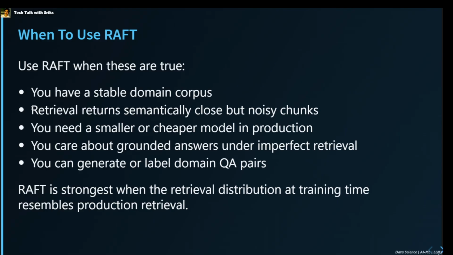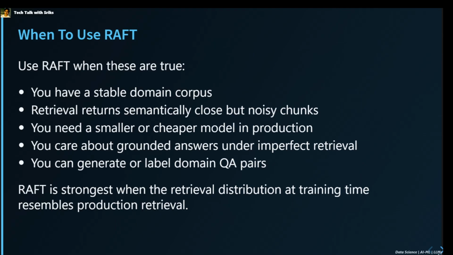This is only helpful when your retrieval returns semantically close but noisy chunks. If your retrieval is perfect and you're very confident that even in production your retrieval has no challenges, then RAFT will not help you much. You can use this only if you need a smaller or cheaper model in production, if you want to replace your large language model with a smaller or cheaper model, or if you want to improve the performance over the large language models when you notice that the retrieval is bad at some point.